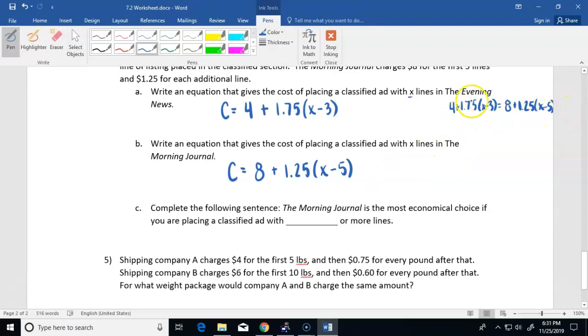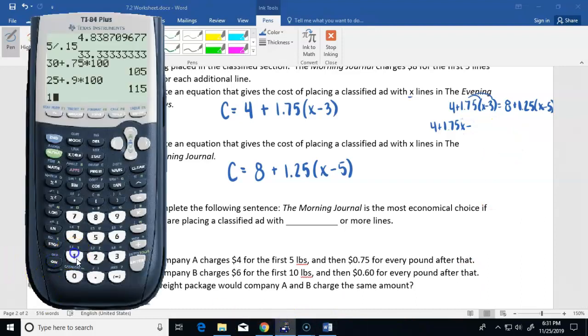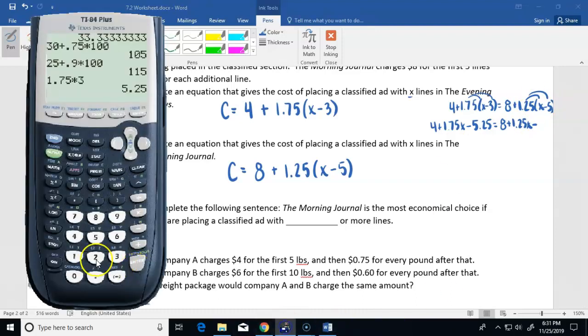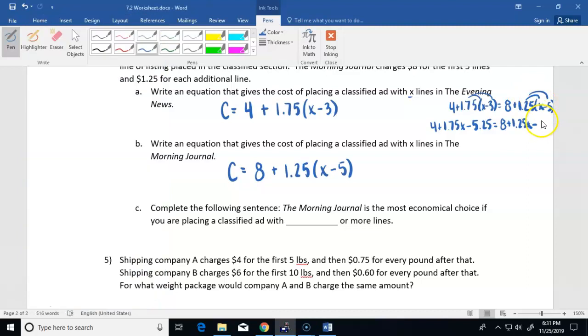If we do that, we need to distribute. So we'll have 4 plus 1.75x minus, and then 1.75 times 3, we're going to get 5.25, equals 8. And here we have to distribute our 1.25. So we'll have 1.25x minus, and we've got to do 1.25 times 5, which is going to be 6.25.